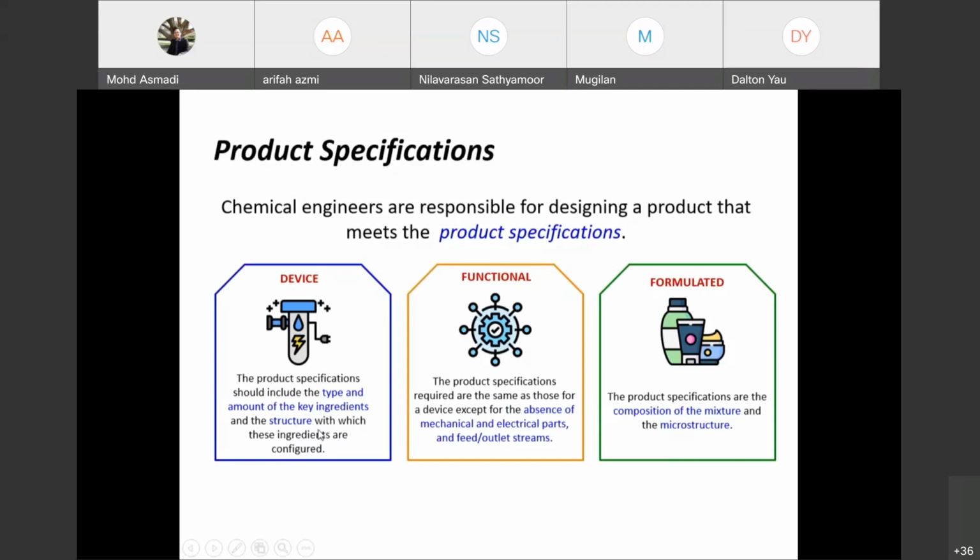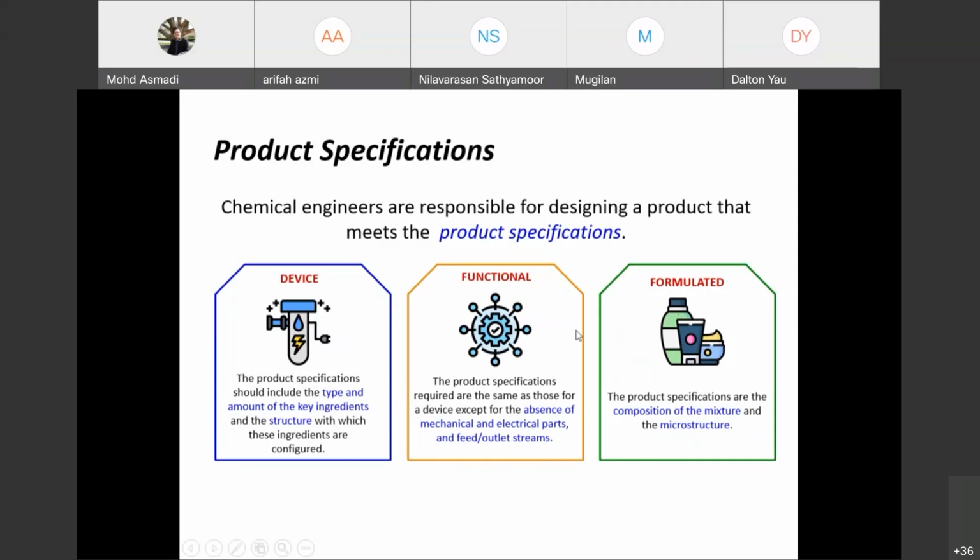For example, if you want to develop a prototype of an air purifier, you need a catalyst like titanium oxide. What is the amount of the catalyst, and where do you want to place that catalyst in the air purifier? You have to know this when you design the air purifier. For the functional products, they are absent of mechanical and electrical parts and also feed or outlet streams. So this should be different from the devices.